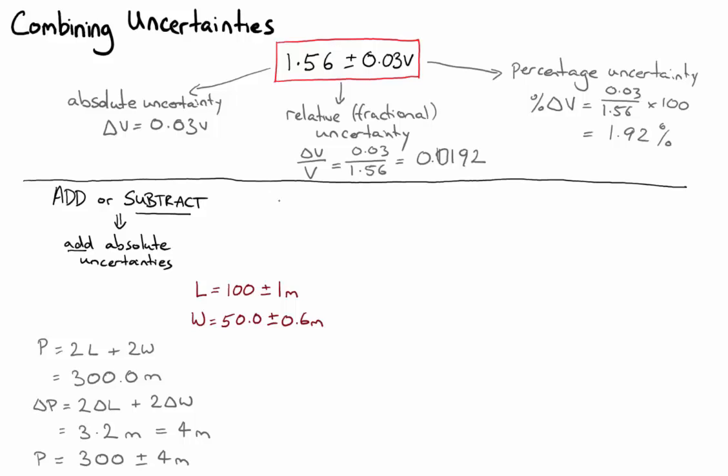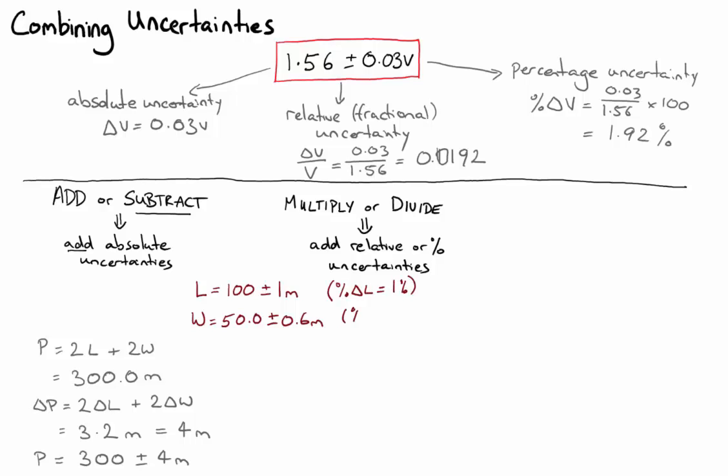The next rule is, of course, for multiplying and dividing. Instead of adding the absolute uncertainties, you need to add the relative or the percentage uncertainties. Now I'll just write in here what the percentage uncertainties for these are. So the percentage uncertainty for L is pretty easy to calculate, it's 1%, and the percentage uncertainty for the width is 1.2%. So let's do another exciting calculation.